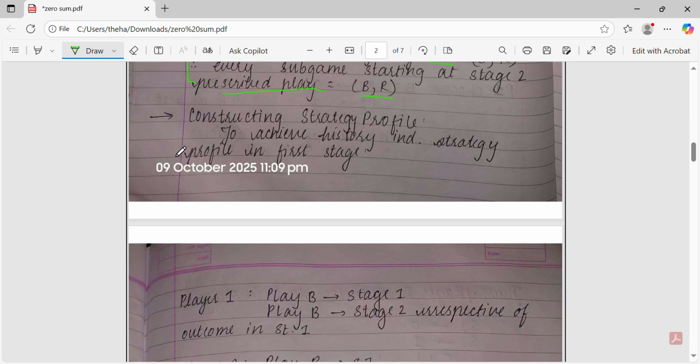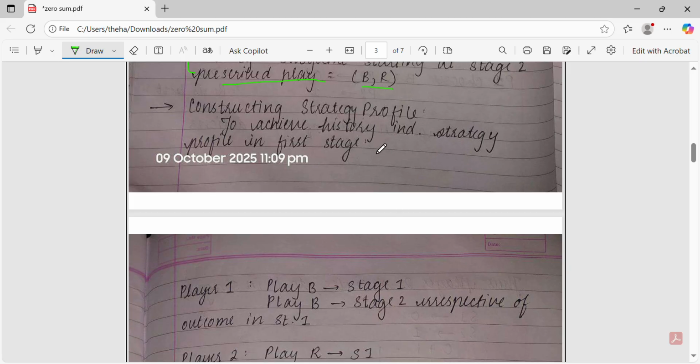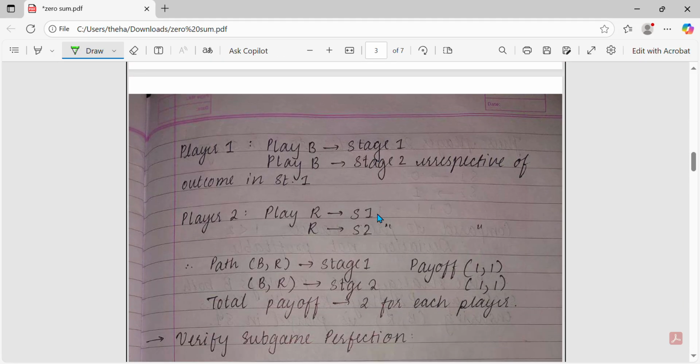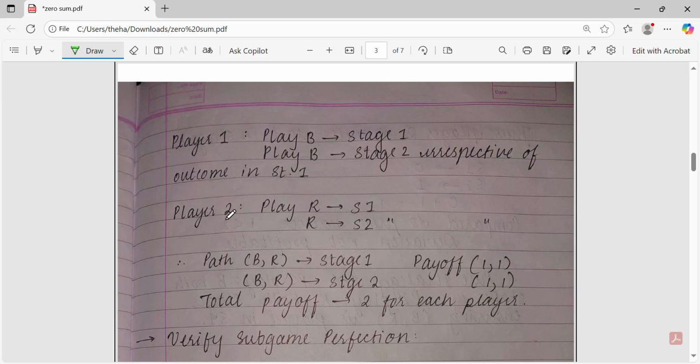Now what is the second step? We are going to construct a strategy profile to achieve a history independent strategy profile in the first stage. So basically it should be independent of history, as in the previous stage. We will analyze this in the case of player 1 and player 2. Now for player 1, the player plays B in stage 1, then the player also plays B in stage 2. Irrespective of whatever the outcome is in stage 1, it does not matter.